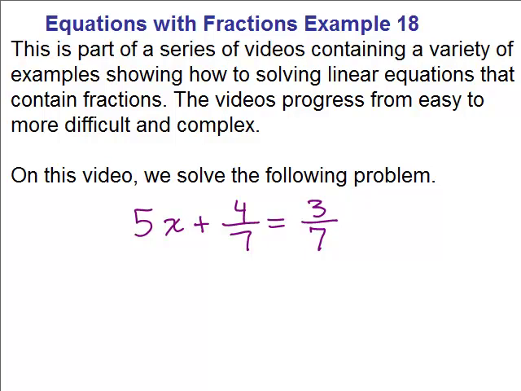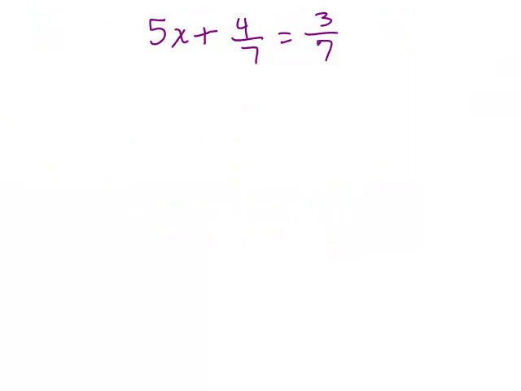This is example 18 of solving equations with fractions, and we're going to solve this equation on this video. And as always, there's more than one way to go about doing this problem. The variable's only in one place, so if you want, you can go ahead and just get the variables on one side and constants on the other by subtracting 4/7 from both sides.